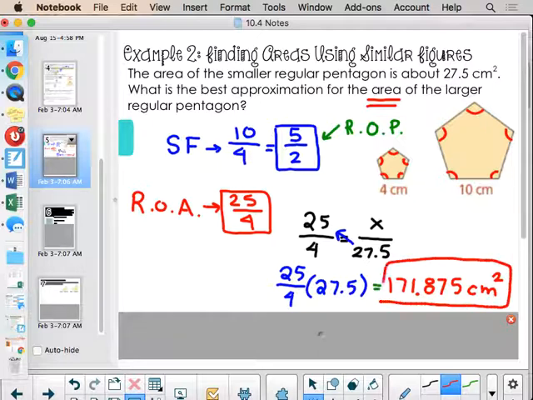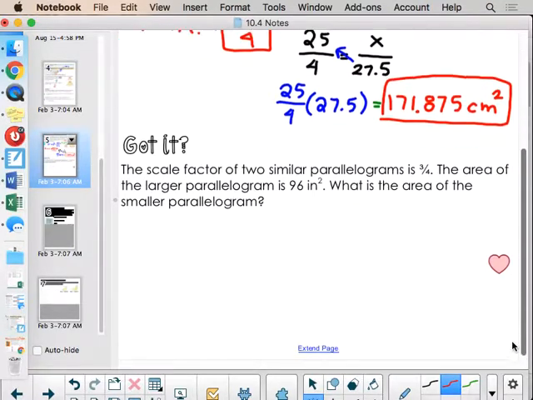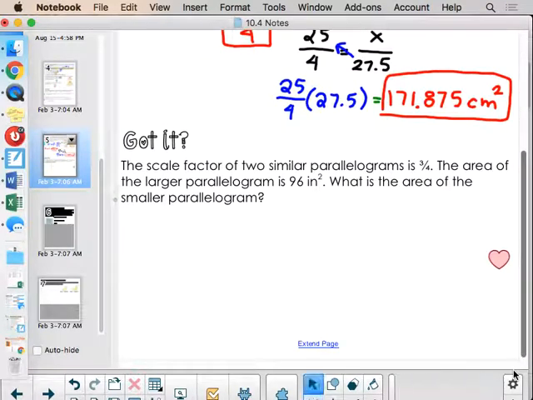Questions on how I produce the area of the larger pentagon? Okay, please note, because the question dealt with area, I had to find the ratio of areas. All right, it is now your turn. Here's your got it question.